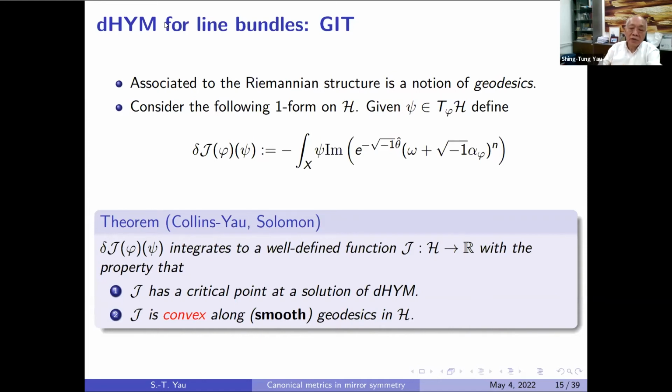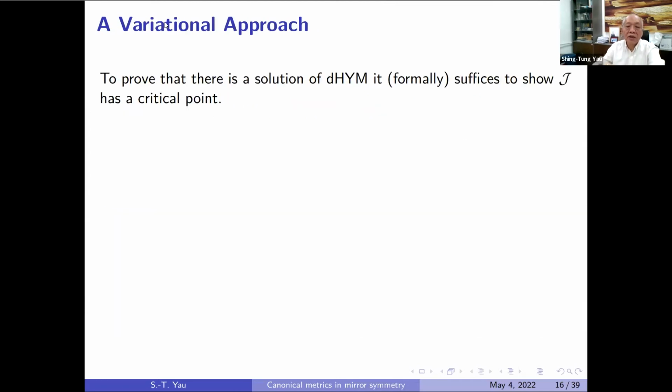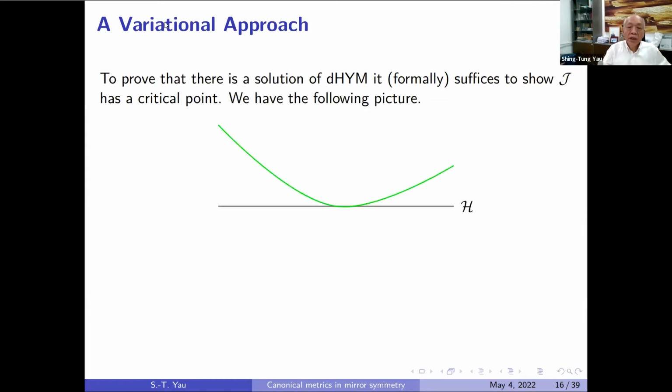So this gives rise to a way to interpret and understand what these algebraic properties of the deformed Hermitian-Yang-Mills mean. But there's a problem. We have to establish the geodesics in order for it to be interesting. Now, let's understand the following picture. The functional is defined on H, and in order to have a critical point, you would like to see a minimum like this, a deformed Hermitian-Yang-Mills. But how do we get that?